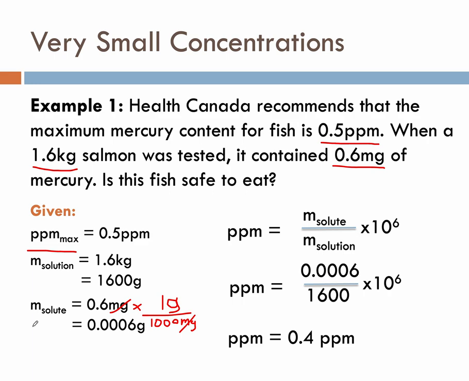So is this fish safe to eat? Well, basically what we've got to do is compare 0.4 part per million to 0.5 part per million. Is it less? It is less, so this fish can hit the market. So that fish would be considered safe.